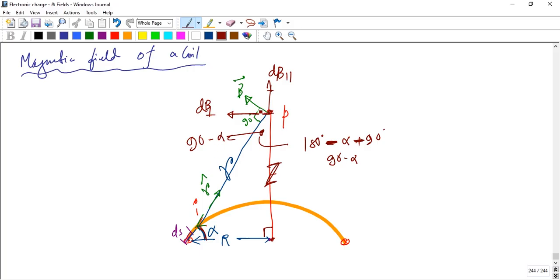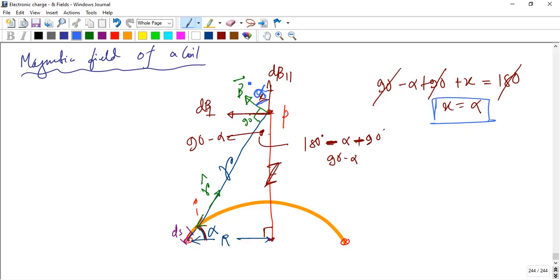That's 90 degrees, that's 90 minus alpha, and suppose the angle is x. So 90 minus alpha plus 90 plus x gives 180, because that is a straight line. So 90 plus 90 is 180, 180 cancels 180, so x equals alpha. Finally we get this angle to be alpha. Remember, angle x is alpha.